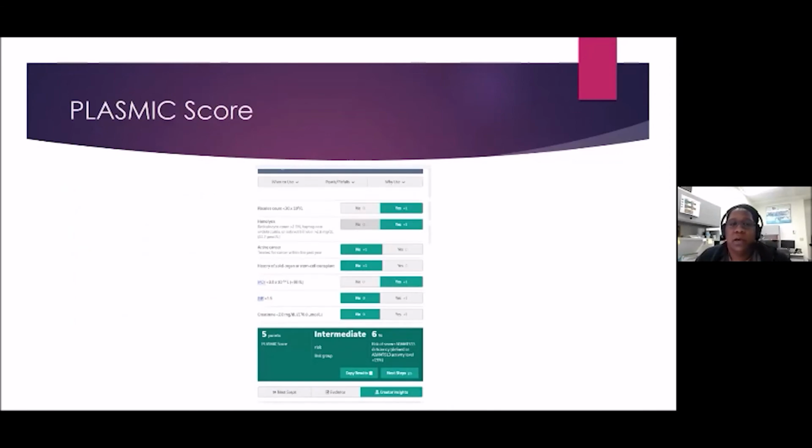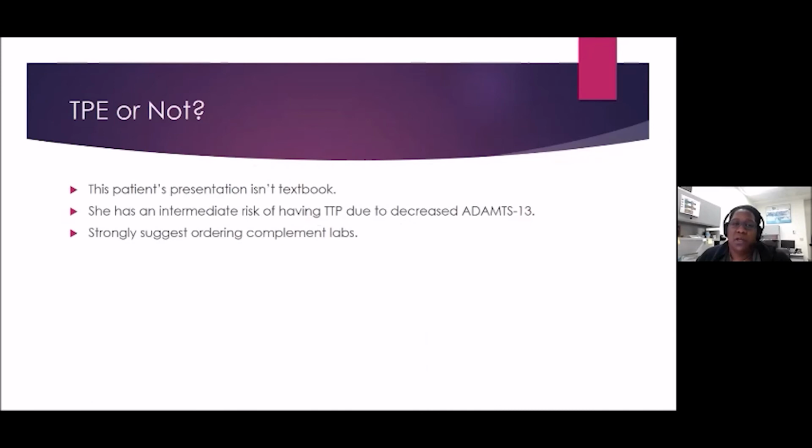So I calculate her PLASMIC score, and it's 5. So she's at intermediate risk of having deficiency of ADAMTS13 with a 6% chance. So with this being known, I would rather err on the side of caution. And so I would start TPE for this patient. However, her presentation isn't textbook. Her platelets are not as low as what I usually see with TTP, and her creatinine is a lot higher.